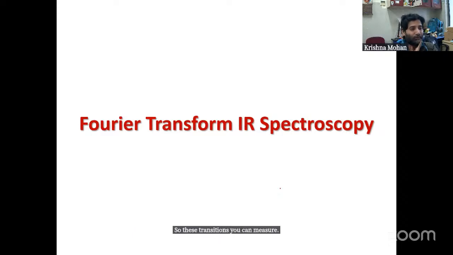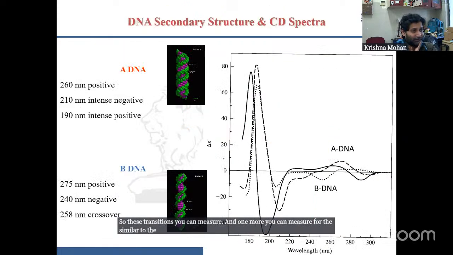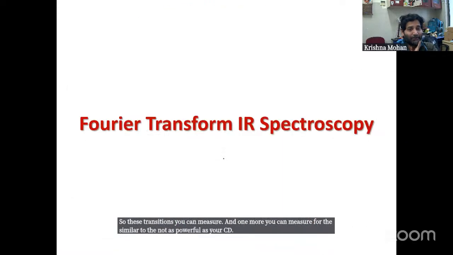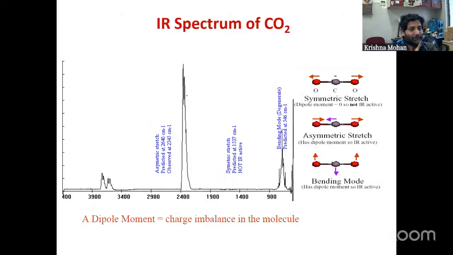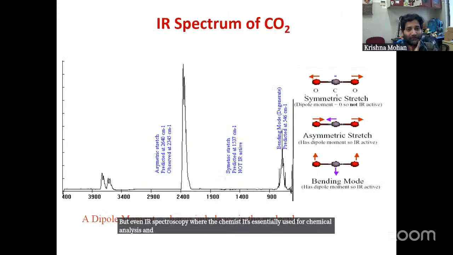And one more you can measure, not as powerful as CD but similar, is IR spectroscopy, which chemists use for chemical analysis and understanding the functional groups, the symmetric and asymmetric stretchings. To understand, they used to talk about the functional groups, right?